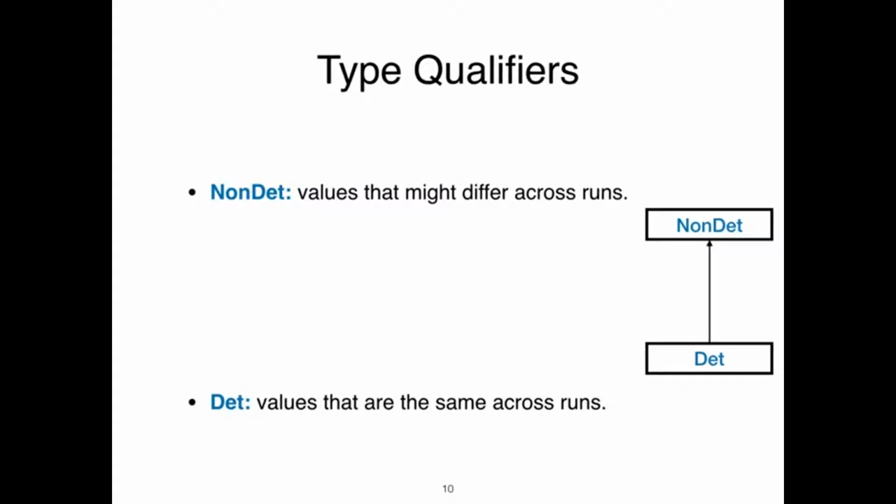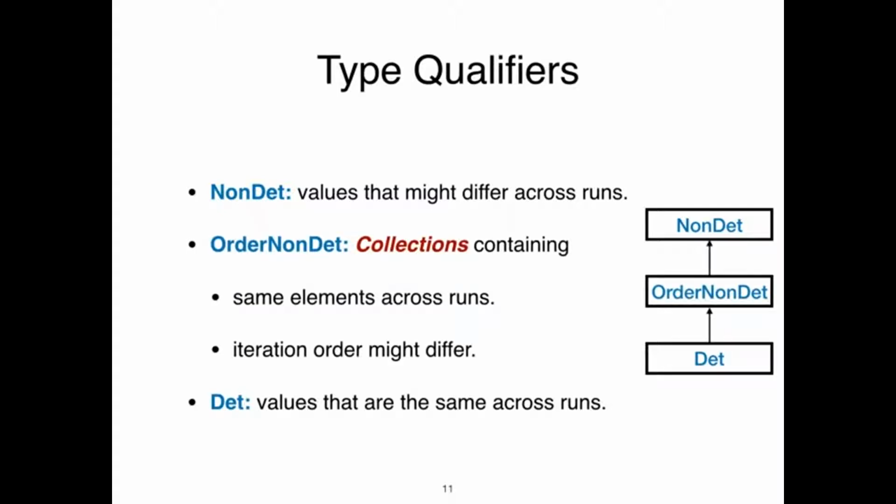As mentioned earlier, type qualifiers express determinism properties in our approach. A non-det type represents values that might differ across runs. A det type represents values that are guaranteed to be the same across runs. Det is a subtype of non-det as shown by the subtyping hierarchy on the right. We define a third type, order-nondet, that represents collections containing the same elements across runs, but whose iteration order might be different across runs. For example, a hash set consisting of deterministic elements is an order-nondeterministic collection.